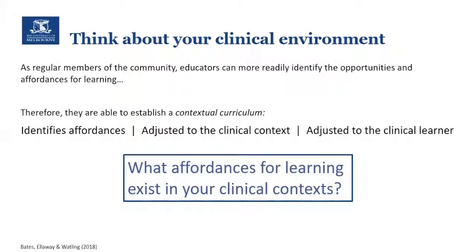So as regular members of your community or of your workplace, you as an educator can readily identify the opportunities and the affordances for learning in your setting. And it's proposed that educators can use this knowledge to develop a contextual curriculum: teaching and learning activities that are fit for your context. In order to do this, Bates, Ruddy and Watling encourage educators to think about their affordances. So what opportunities exist in your context? How are these adjusted based on your clinical setting? And then how are these adjusted based on your clinical learners?